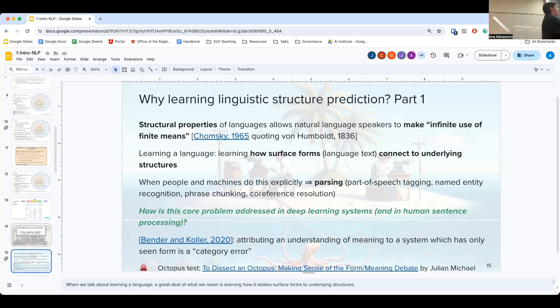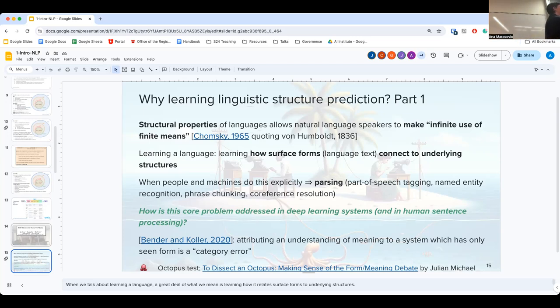So going a few steps back, structural properties of languages allow natural language speakers like us to make infinite use of finite means, which means we have finite words, but we still can make infinite ways of expressing our thoughts with language. And when we talk about learning a language, to a large extent, what we mean is learning how surface form, meaning words, relate to underlying structures, such as a syntactic parse tree of a text. And when people and machines do this explicitly, when we connect surface form to underlying structure, we talk about parsing and related processes that I mentioned: part of speech tagging, chunking, named entity recognition, coreference resolution, and so on. So one of the big questions is, how is this core problem addressed in deep learning systems? And in human sentence processing as well, because we said human language is a mystery as well.